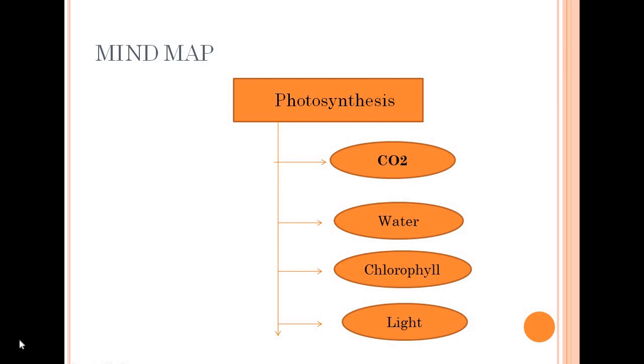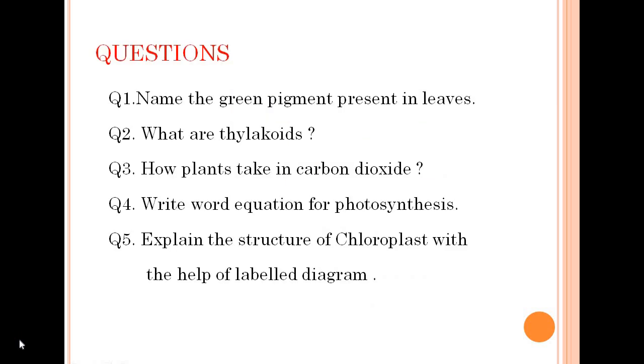Another one is water, which is taken in by the roots through the soil. The third one is chlorophyll, one of the green pigments present in the green leaves of the plant. And the last one is light, which the plants get from the sun. So in this way we have come to know about the different necessary conditions for photosynthesis.